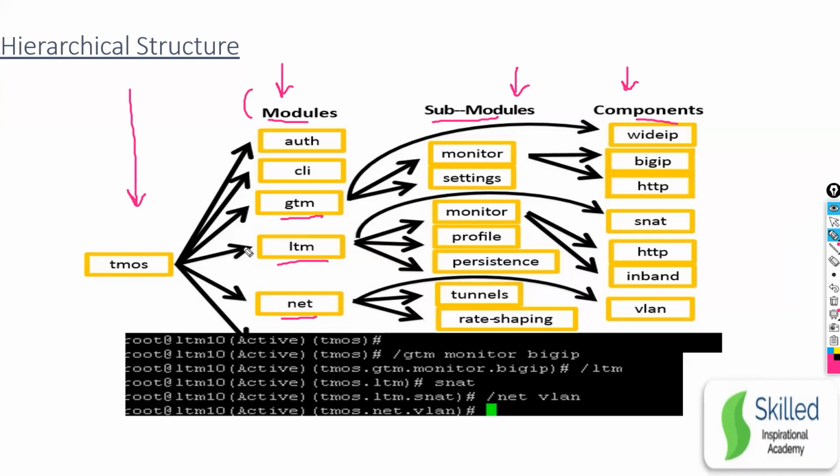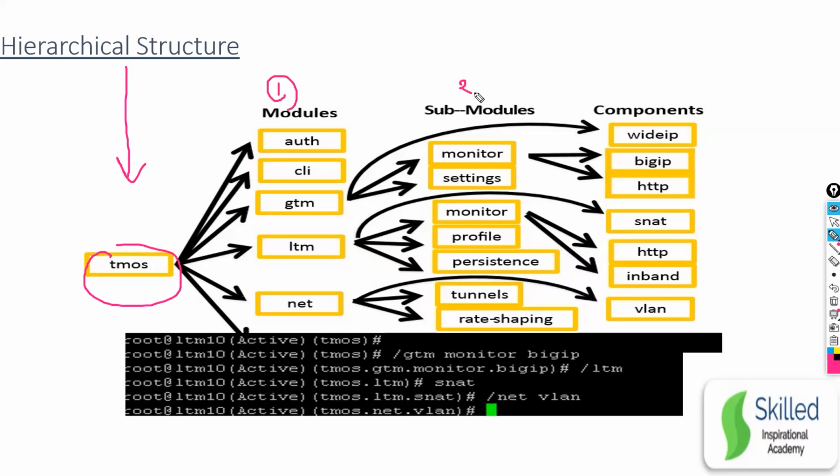Sorry, my mic got muted. So I was talking about the F5 hierarchical architecture. It's divided into three subcategories: modules, submodules, and components. What does module mean, guys? Anything which is there in F5, like LTM is one module, GTM is one module, ASM is a module, network is one module, authentication is one module. So that is called your modules.